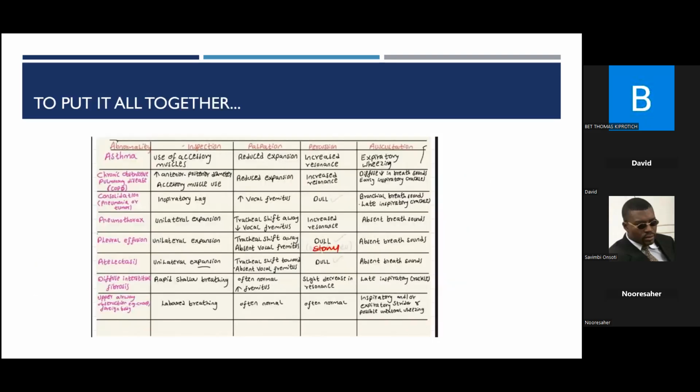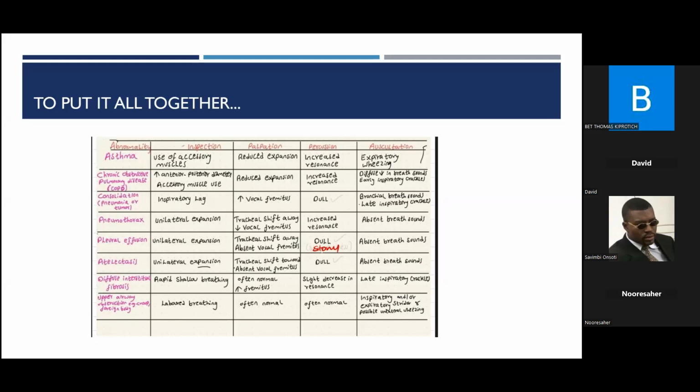So here's a table that puts it all together. Here are some of the common conditions, and here are some of the expected findings. For asthma, on inspection, you'd notice the patient is using accessory muscles to breathe, having a difficult time catching their breath. Upon palpation, you might notice reduced chest expansion. Upon percussion, you might notice increased resonance. On auscultation, you might hear an expiratory wheeze.